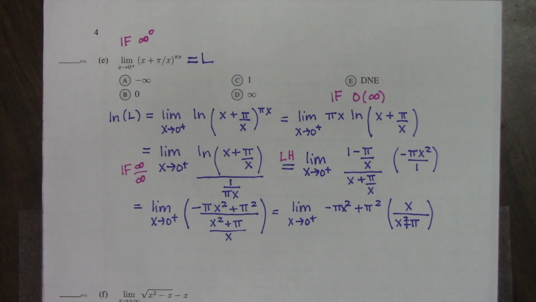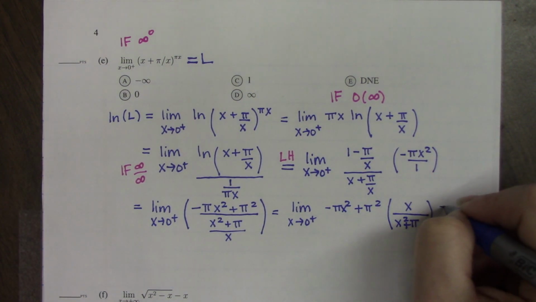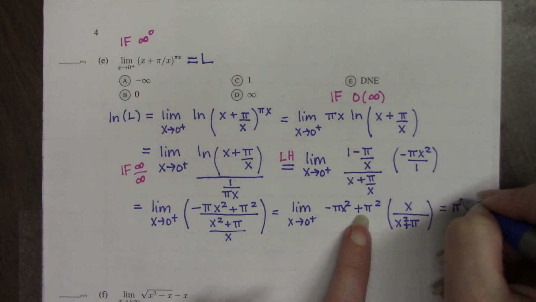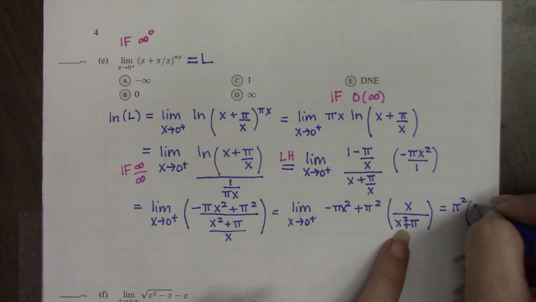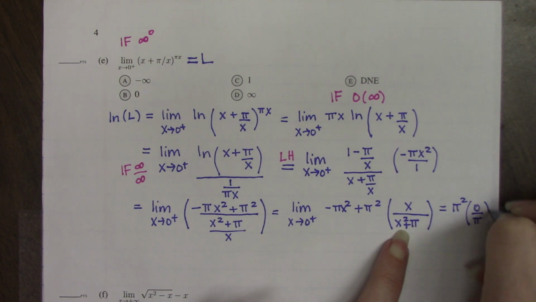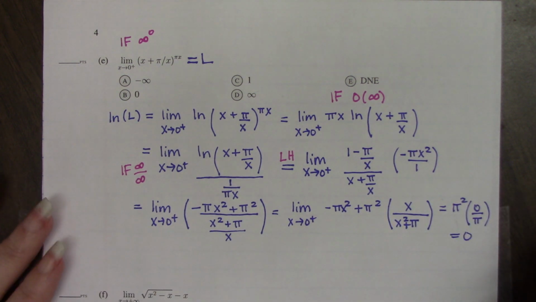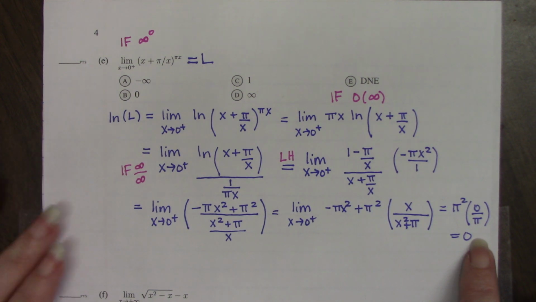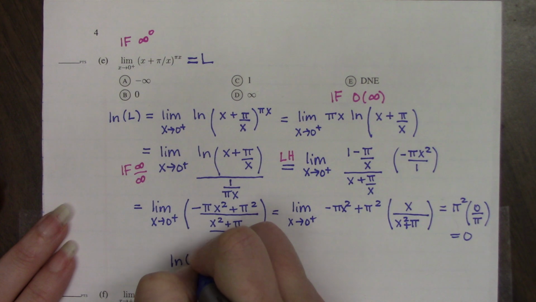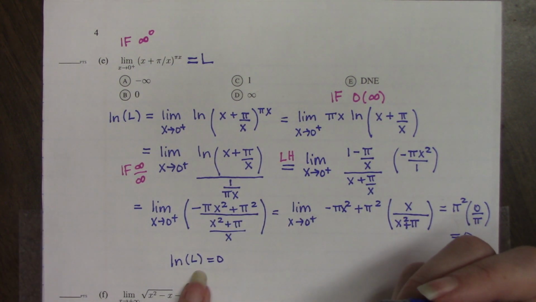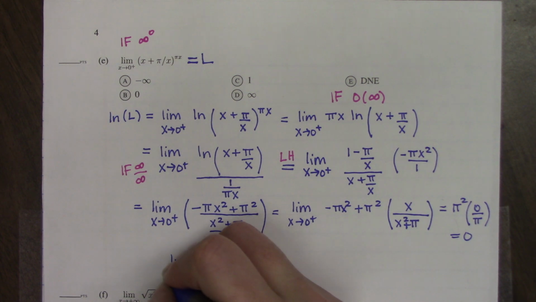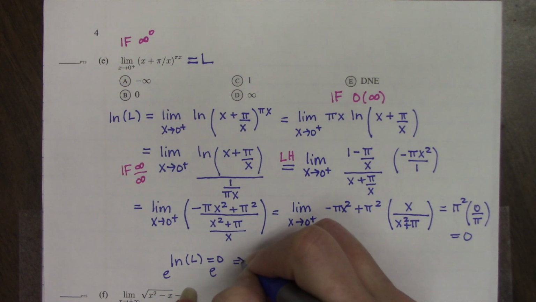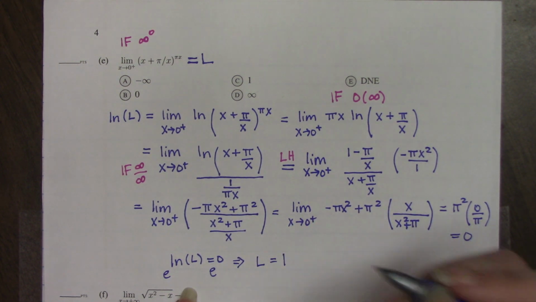And now when I try direct substitution, I'll get 0 plus pi squared times 0 over pi, and that equals 0. Now don't forget that all of this work just told us what the natural log of L is. So this means the natural log of L is equal to 0. We still need to solve for L itself. So we do that by raising each side over e, and we can conclude that L equals 1.